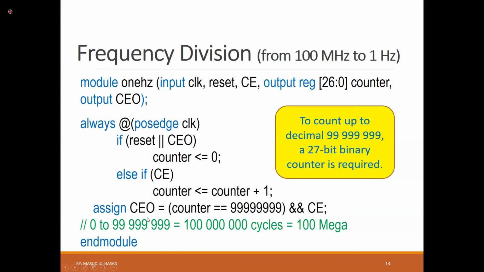Clock gating creates problems when they have different ticks of the clock. Everybody will work at its own time, which is asynchronous, not synchronous. So that will create a problem. The results are coming at different timings, and then the final output will be wrong. So is this clear? Frequency division from 100 megahertz to 1 hertz, right? Just a simple code you have to write.